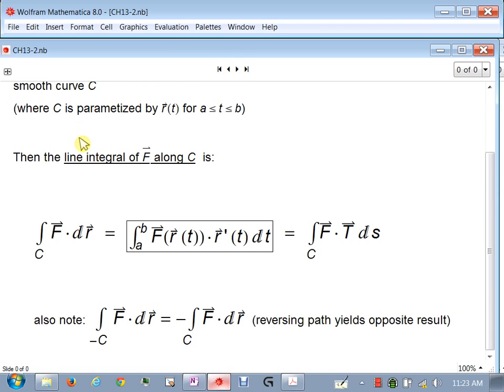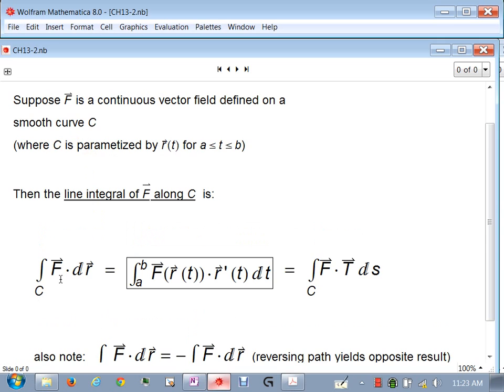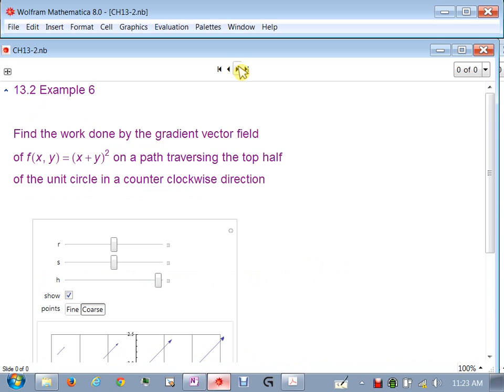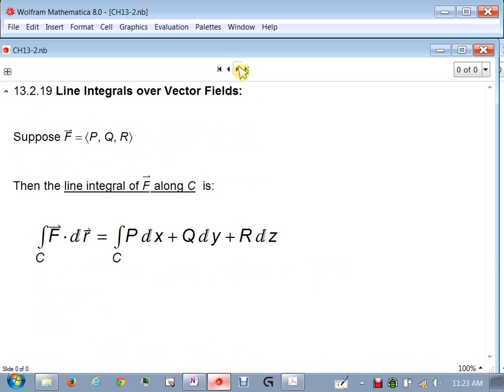This is where we were defining a line integral over a vector field, okay? And then towards the end of this, right here, I said suppose your vector field can be written as P, Q, R, where P, Q and R are the components of the vector field. Then this line integral over the vector field is equivalent to the line integral over the scalar function P with respect to X plus Q with respect to Y plus R with respect to Z. If we cut out the R component and make this a two-dimensional vector field, then this formula becomes P dx plus Q dy, right? That's it.